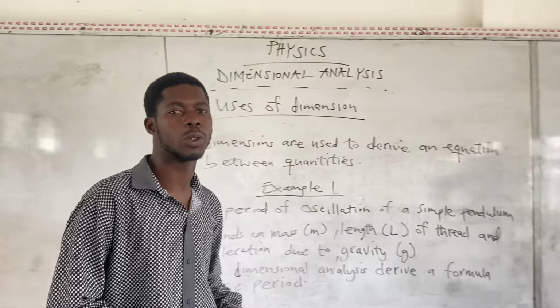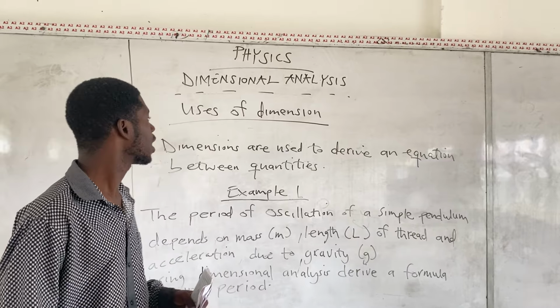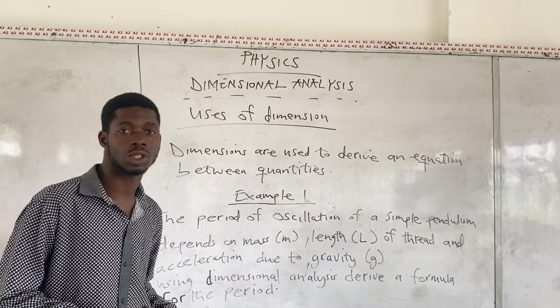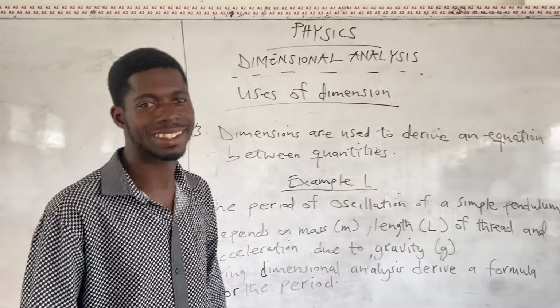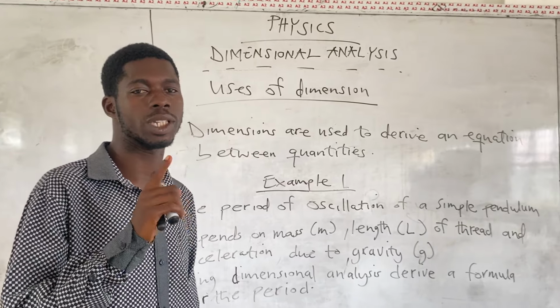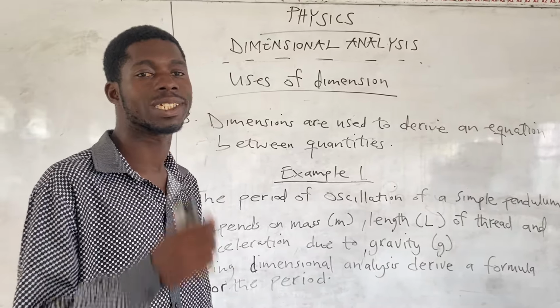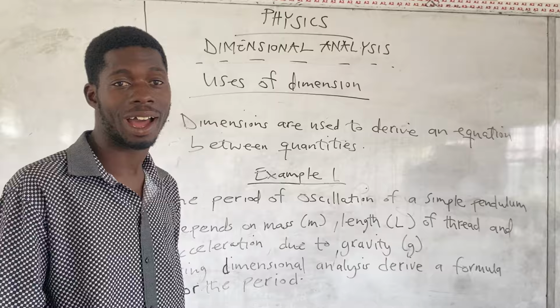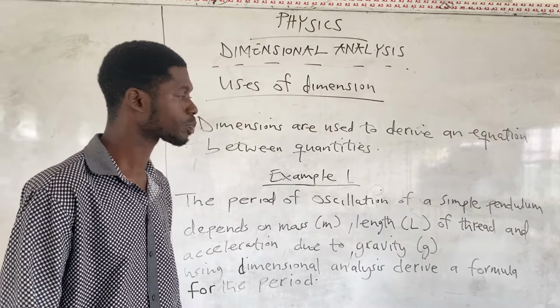We are still on the uses of dimension. During our first lesson, we learned that one use of dimension is to find the units of a quantity. We also learned that dimension is used to check the validity of an equation. Now we are on the third use of dimension.